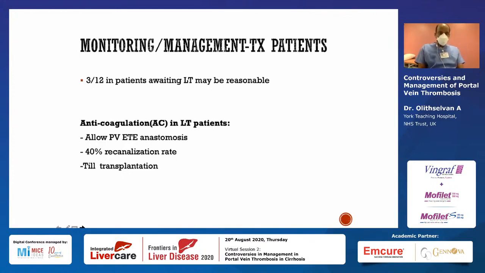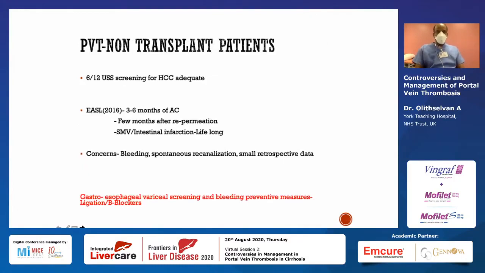Anticoagulation does achieve a good recanalization rate in this patient, about 40%, and it has to be continued till the time of transplant, because if we stop early, then the recurrence rate is quite high. For patients who are not on the transplant list, a routine 6-monthly ultrasound, which we do for screening for HCC, is adequate. And the EASL guidelines recommend 3 to 6 months of anticoagulation, but also recommend a few months more after the recanalization is achieved. And if you have SMV thrombus or intestinal infarction, then it's long-term, lifelong anticoagulation.